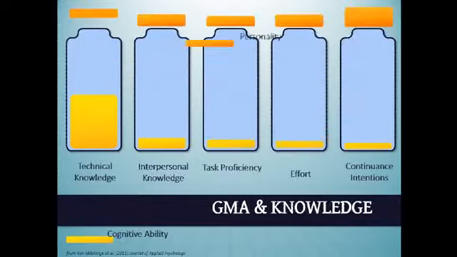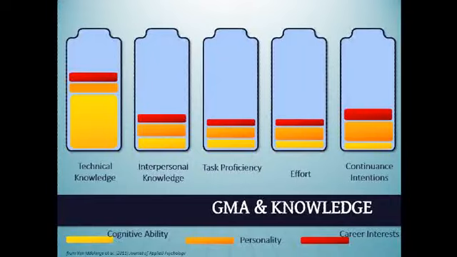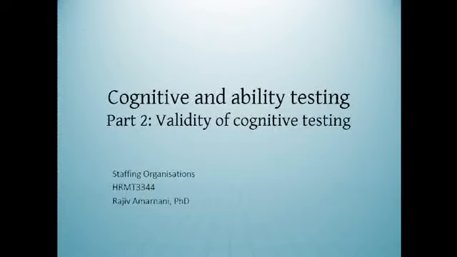And we see here how general mental ability relates to other things like personality and career interests. It predicts just about all these other things, but for some things like, for example, willingness to stay in the firm, continuance intentions, personality might matter more. So once again, class, you have to consider the criteria of interest, which of course is informed by job analysis. Yeah, and so that is it for predictive validity. Let's move on to the next bit.